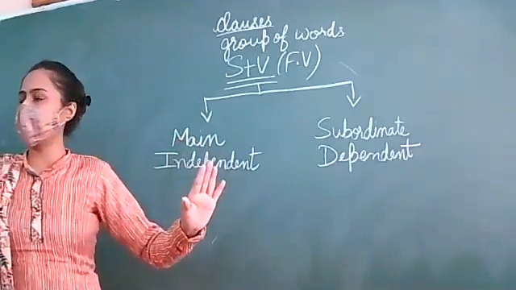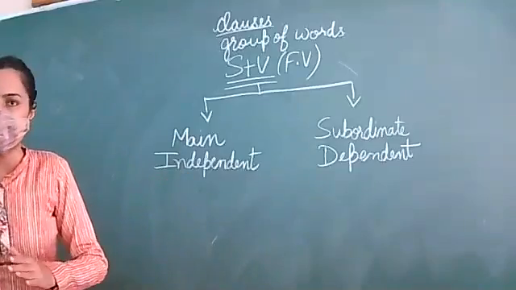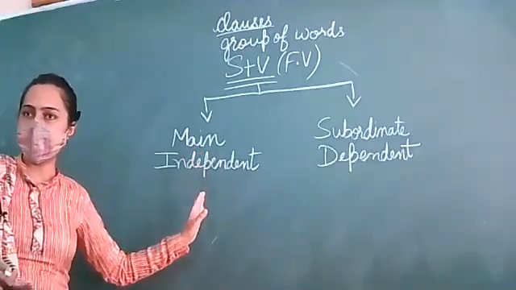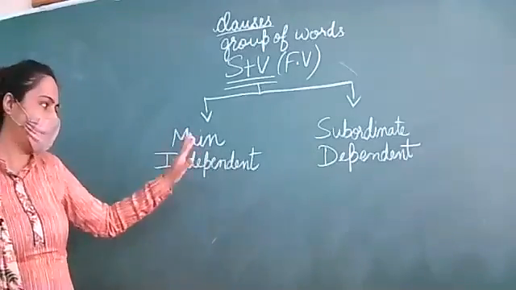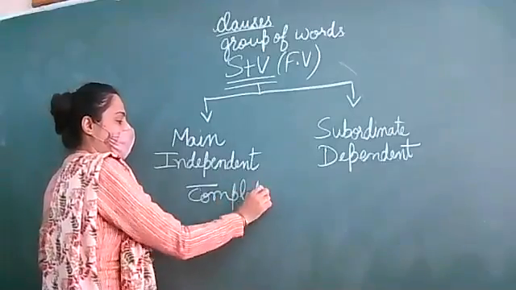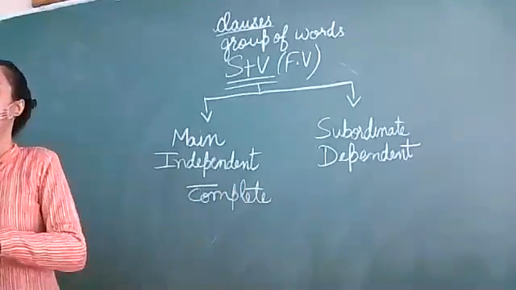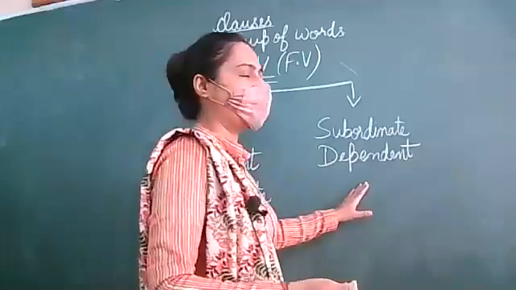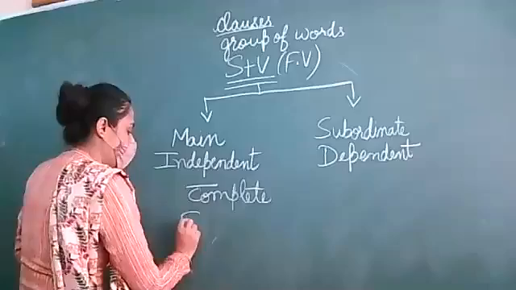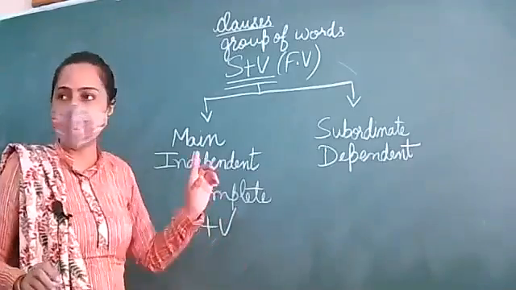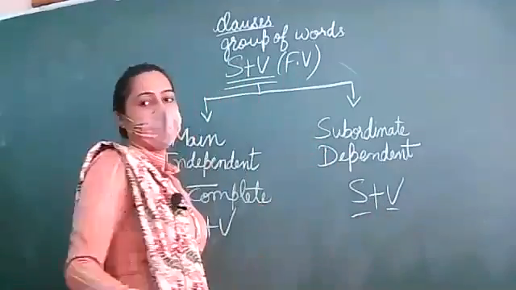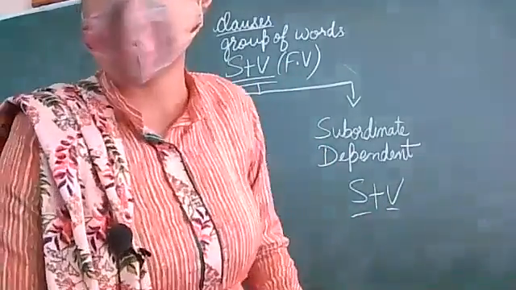Now, I hope it is very much clear from the name. Independent means conveys a complete sense on its own, right? Dependent means it will depend on the main clause. This part makes complete sense on its own and this part is incomplete, but keep this in your mind that in main clause you will have a subject and a finite verb, and in subordinate clause also you will have a subject and a finite verb.